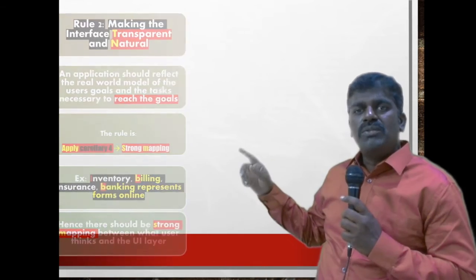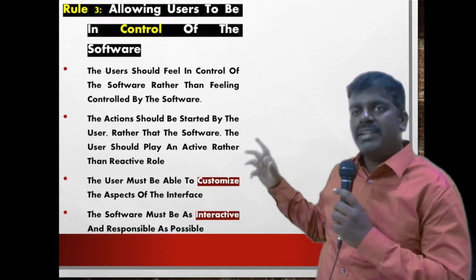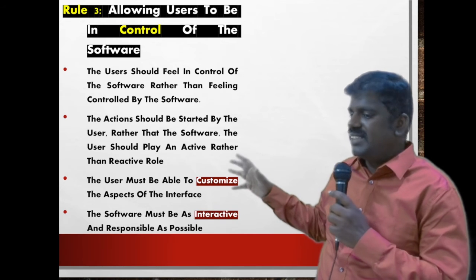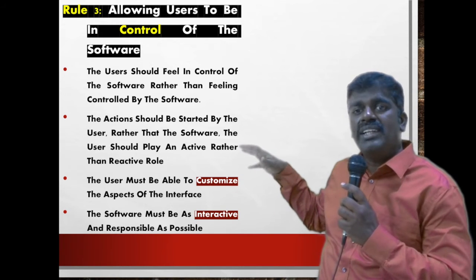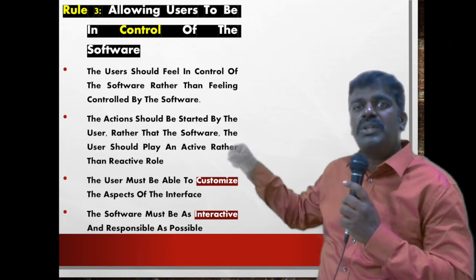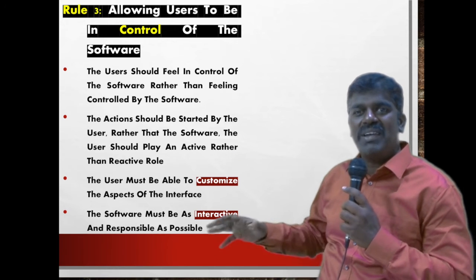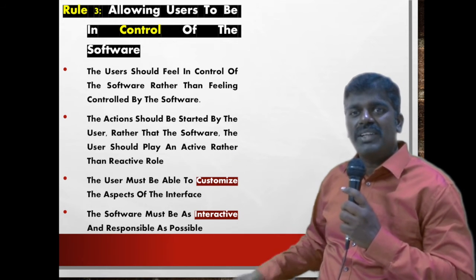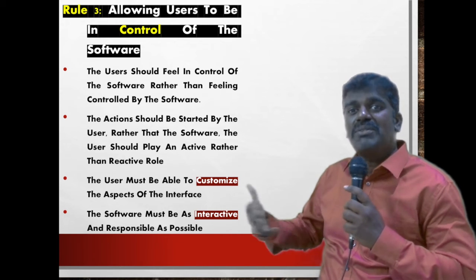And the third rule for developing the view layer in the micro development process is allowing the user to be in control. He should control the software. That is a main rule. The software should not control the user. The user has to control it.